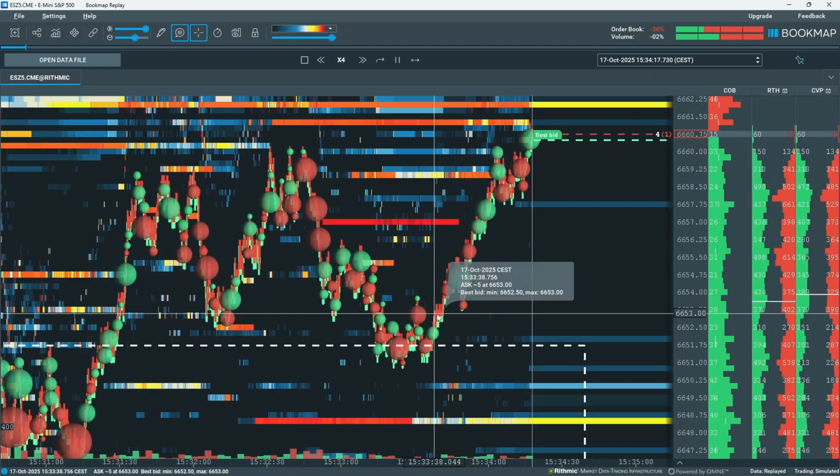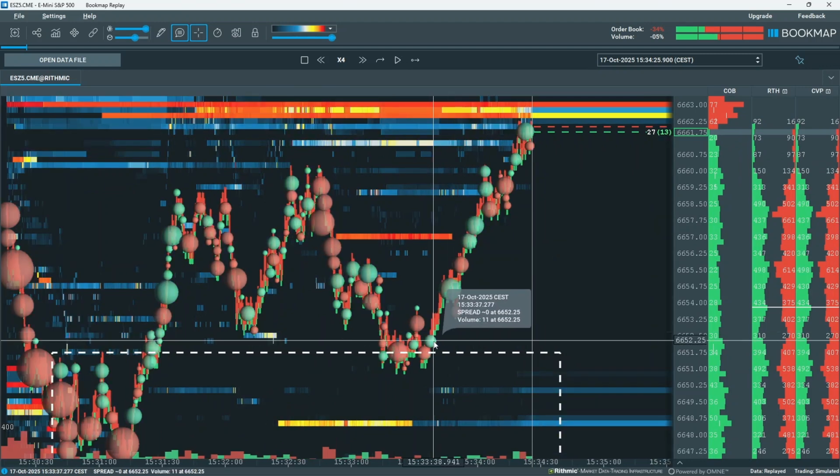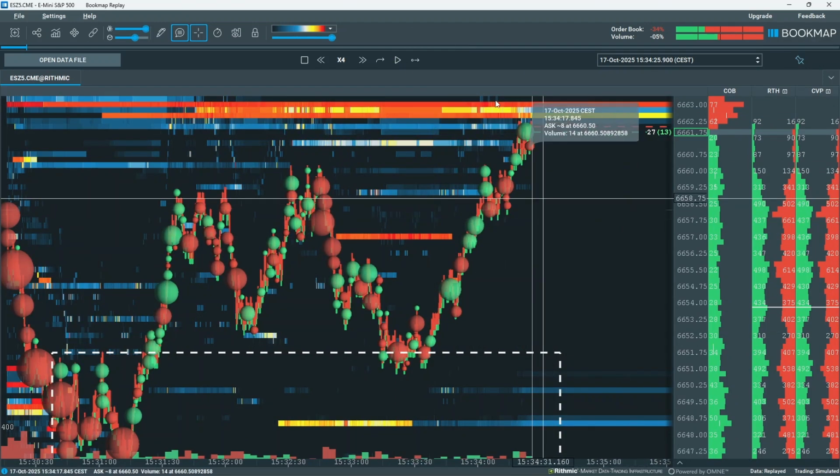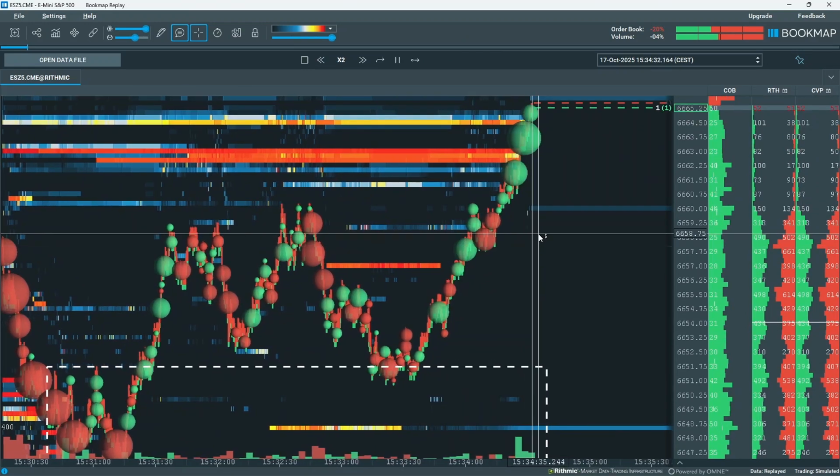You're already up almost 10 points right now. You're up 10 points. This is your signal to go break even, maybe even take a partial. And keep in mind that we're targeting pre-market highs, which are the 72s.